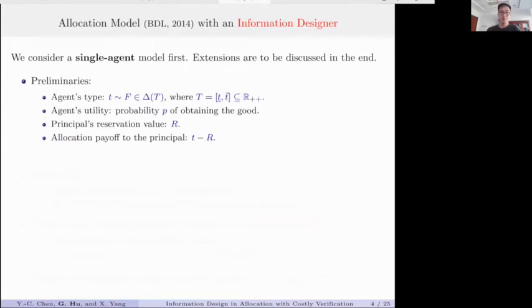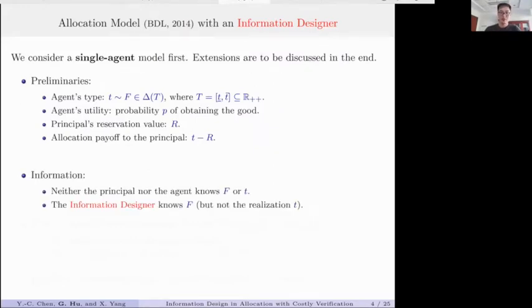Now the principal has a reservation value for that good, denoted by capital R. If the principal decides to allocate the good to the agent, the principal gets an allocation payoff of T minus R. So small t here is the allocation value to the principal, and T minus R is the net value of allocation. Those are the basic ingredients of the model.